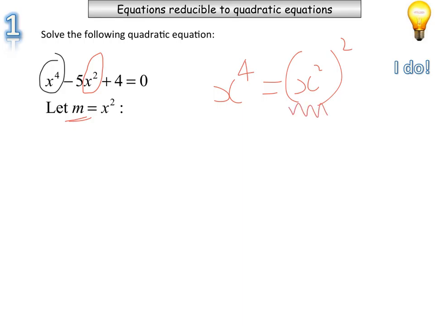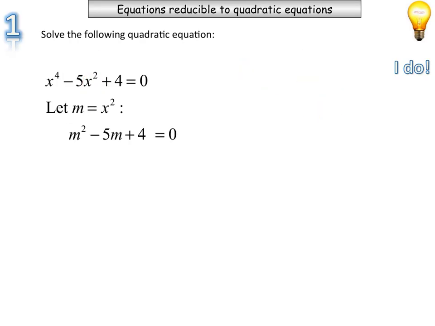So that becomes m squared. Then let's take away 5 lots of m plus 4 is equal to 0. So there's our substitution. We can solve this by factorizing. So two numbers that multiply to give positive 4 and add to give negative 5. And those two numbers are negative 4 and negative 1. So we have our two solutions. m is equal to 1 or it's equal to 4.